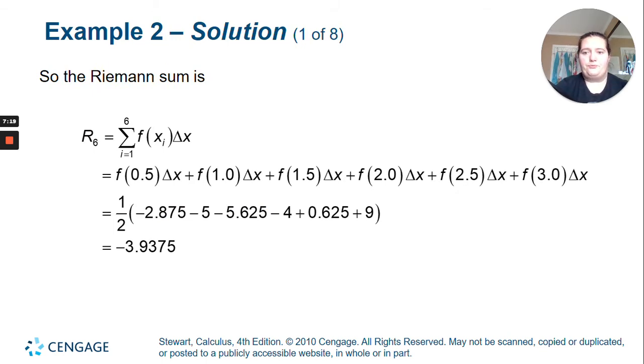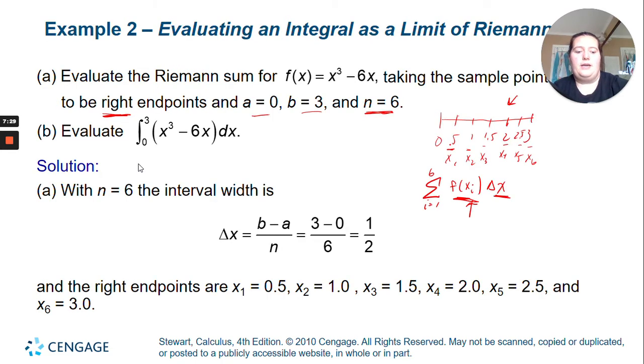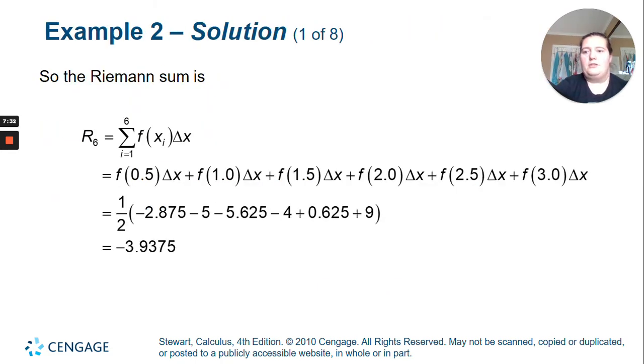So here was that formula again. And like I said, our x sub i's were 0.5, 1, 1.5, 2, 2.5, and 3. So you're going to plug all of those into your function. Let me remind you, your function was x cubed minus 6x. So this f of 0.5, that's 0.5 cubed minus 6 times 0.5. And you get the negative 2.875. For f of 1, that was 1 cubed minus 6 times 1. So that's where this negative 5 came from. And we would keep going. All of them are being multiplied by delta x, so we pulled that out front. That's where that 1/2 came from. And so we got negative 3.9375. So that is our right Riemann sum using n equals 6.